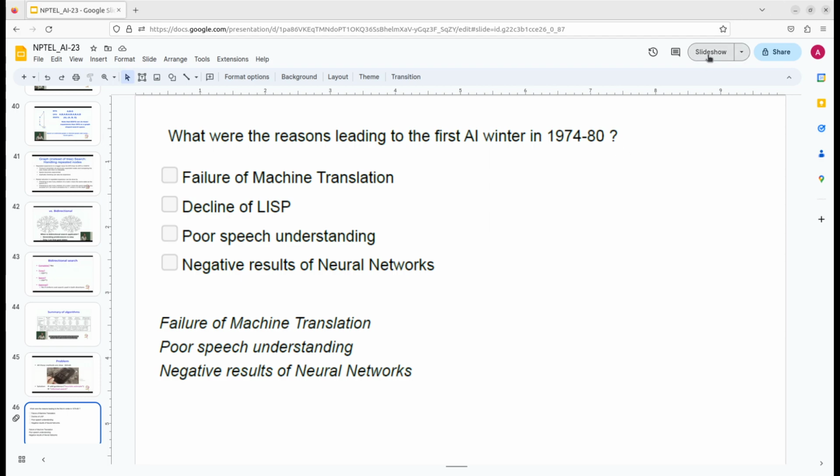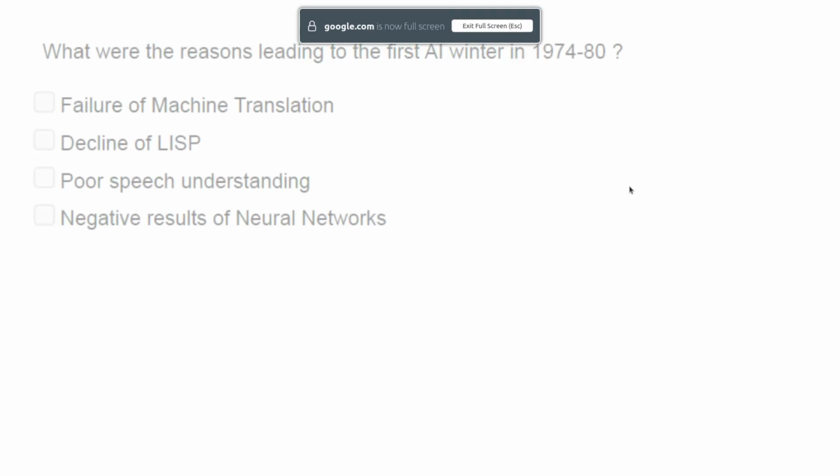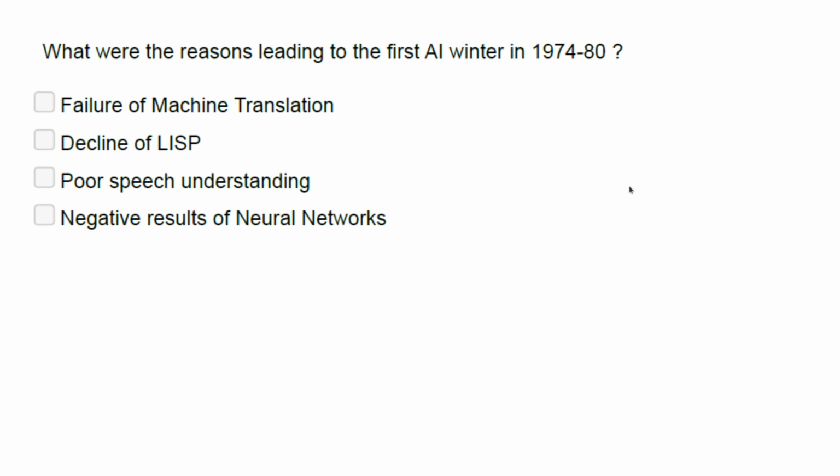Let's discuss. The first problem is: what were the reasons leading to the first AI winter in 1974 to 1980? There was a period, 1974 to 1980, that has been termed the first AI winter. What was the reason? Just think for a second. The options are failure of machine translation.